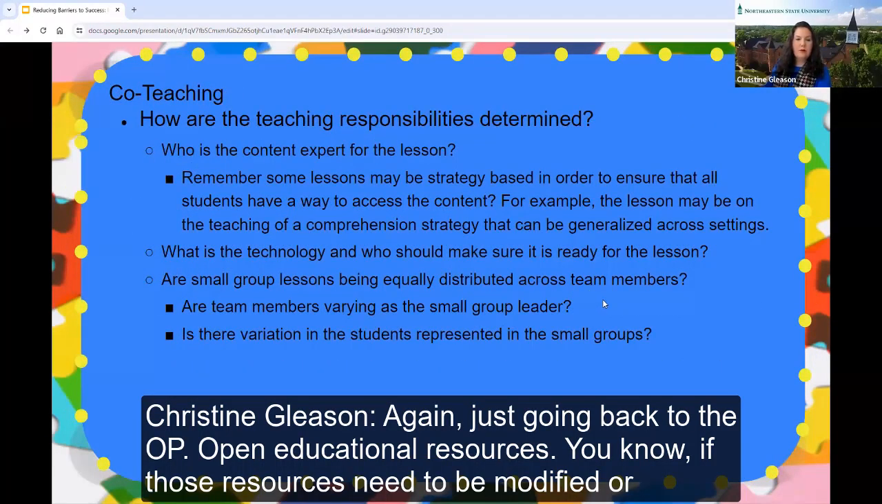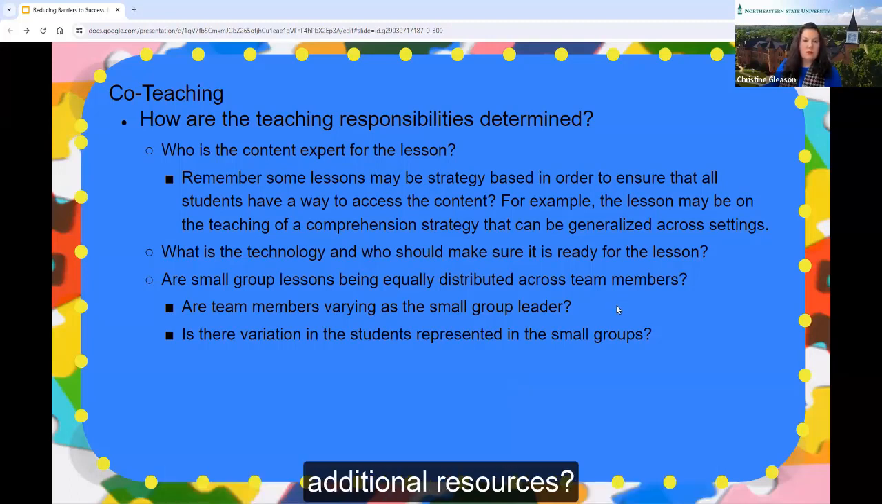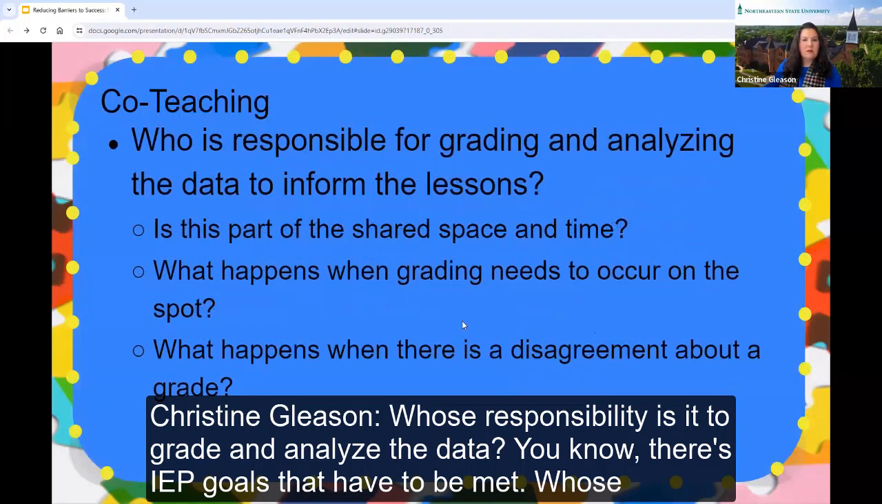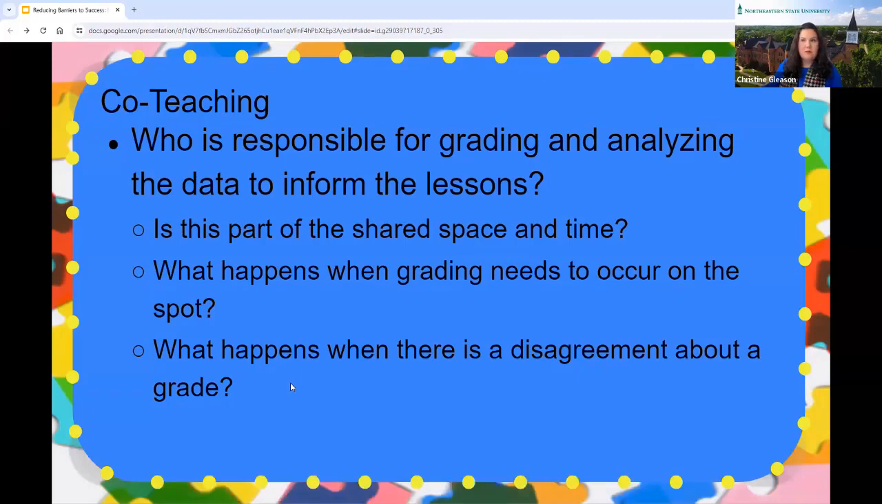Again, just going back to the open educational resources, if those resources need to be modified or additional resources need to be found for students with special needs, whose responsibility is it to incorporate those additional resources? Whose responsibility is it to grade and analyze the data? If there's IEP goals that have to be met, whose responsibility is it to fill out all of those forms?